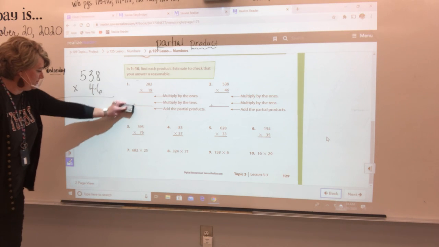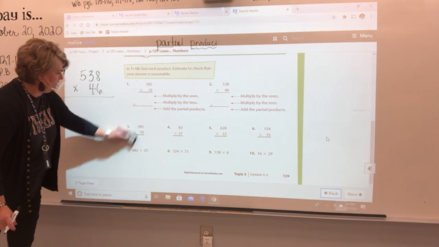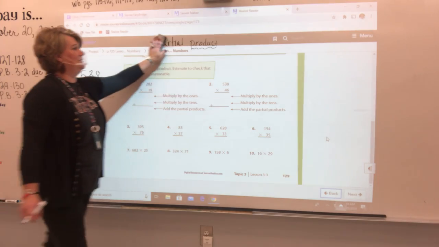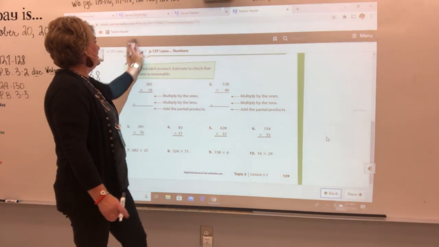Okay, let's make this a little competition between the girls and the boys. Let's see who wins. So we should probably let the ladies go first, don't you think? Isn't that the mannerly way to do it?